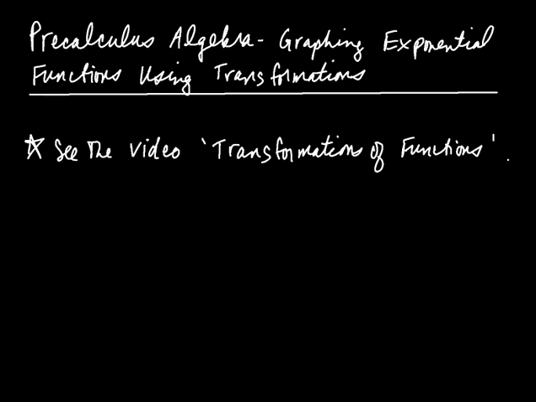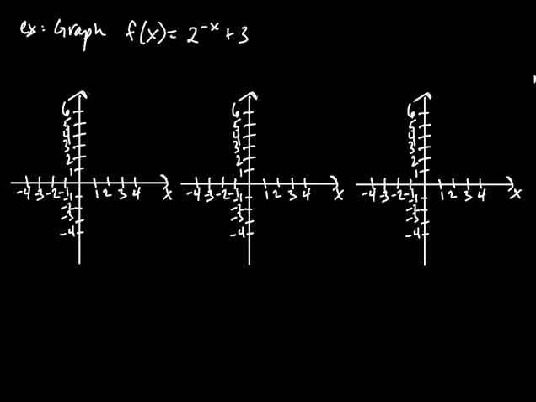Let's go ahead and jump right into an example. Let's graph this function f of x equals 2 to the negative x plus 3. When you look at an exponential function, you want to recognize the underlying basic exponential function. In this case, it would just be y equals 2 to the x. So we're going to graph y equals 2 to the x on the left, and apply one transformation to get another graph, and then apply another transformation to that graph to get our final graph.